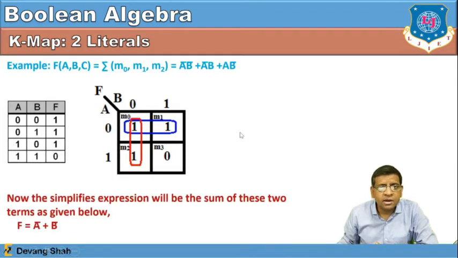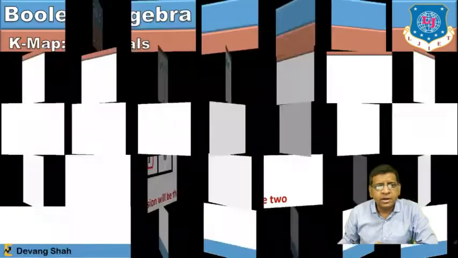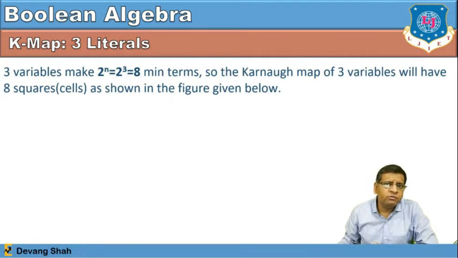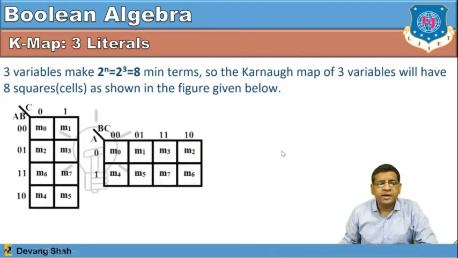So my answer is A bar plus B bar, where your job is to make the maximum number of ones, or incorporate the maximum number of ones, in a group, right? Now we'll go for the 3 literals K map, which we use for designing modules like full subtractor, half subtractor, full adder, half adder, and multiplexers. Likewise, like 2 literals, we can also discuss 3 literals.